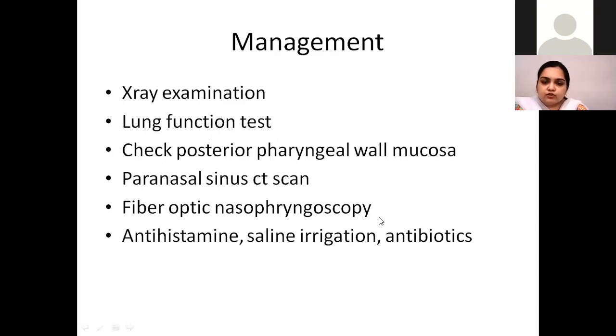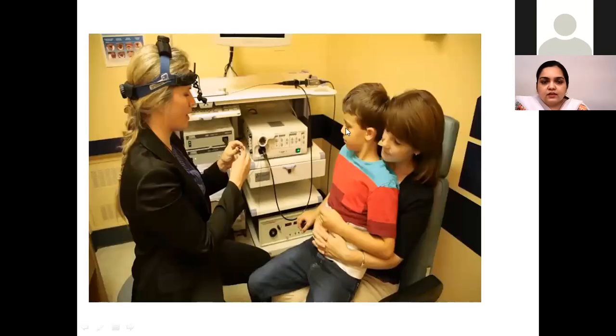If this is not treated by antihistamine, saline irrigation and antibiotic, then we will go for the fiber optic. First is the X-ray examination, then the lung function test to exclude lung problems, because a breathing disorder is associated with lung function, and the paranasal sinus CT scan, then we will go for this.